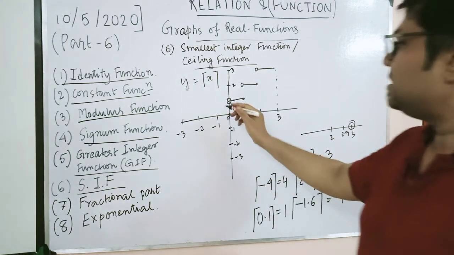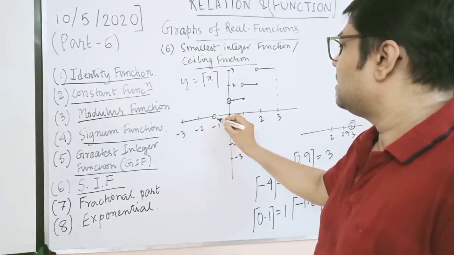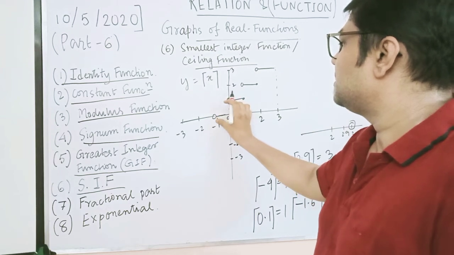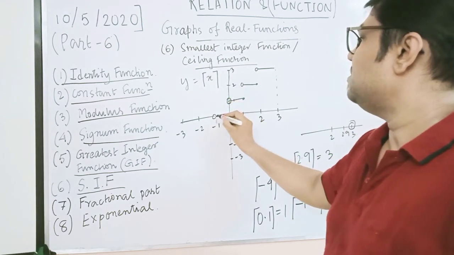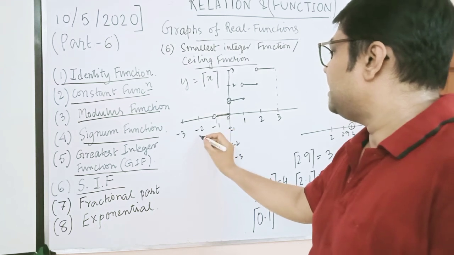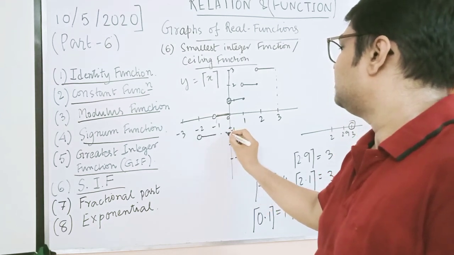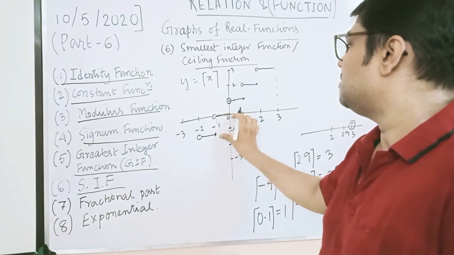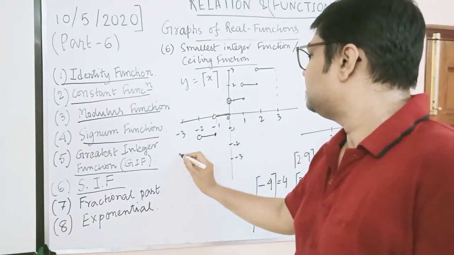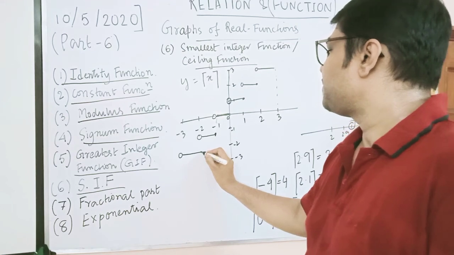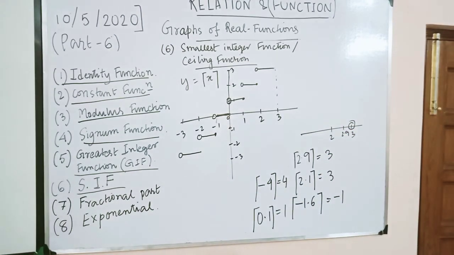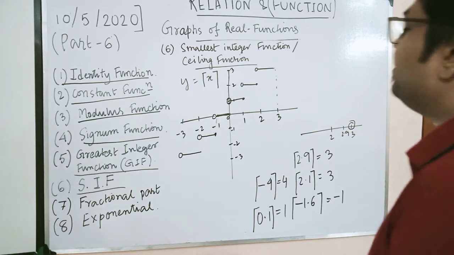And here in the negative direction, it will move up to 0 excluding minus 1, and here excluding minus 2, it will move up to this. This is the kind of graph we get for the smallest integer function. My suggestion is that you try playing with a few values and draw it in your own copy, then only you can get a better feel of this.